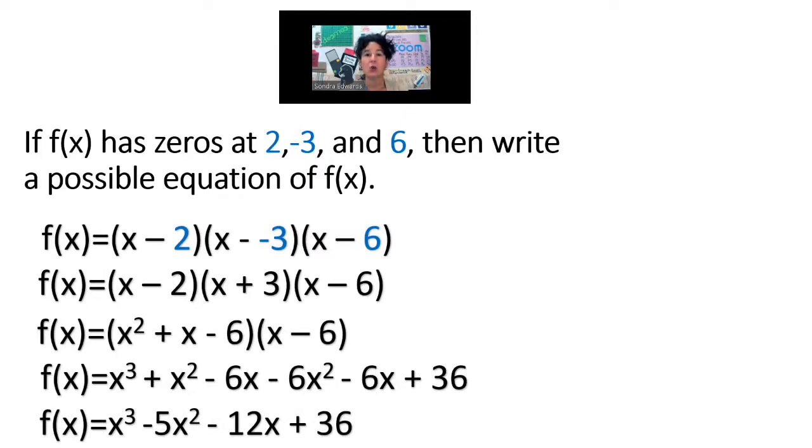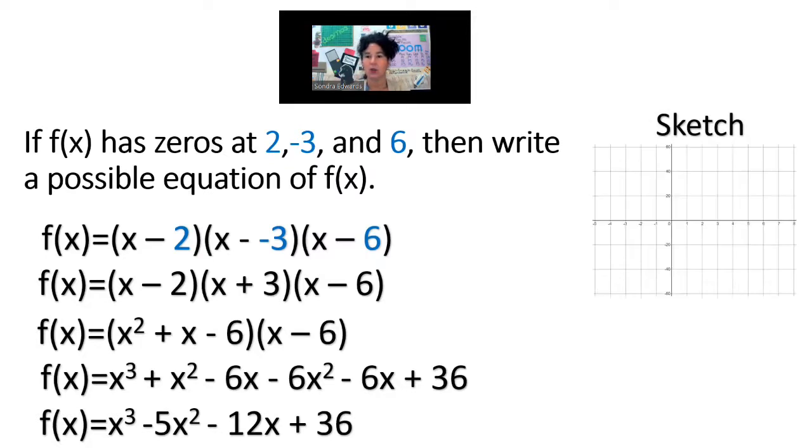Okay, so let's go ahead and practice making a sketch. If I make this sketch, of course, we have x-intercepts at 2, -3, and 6.